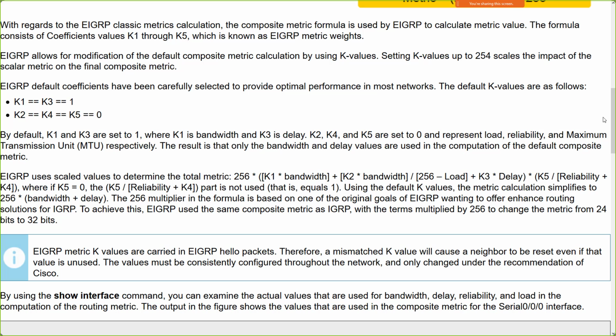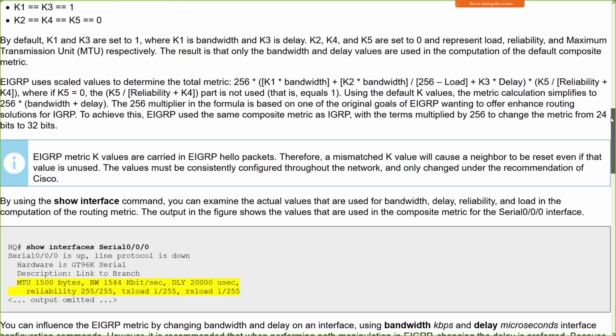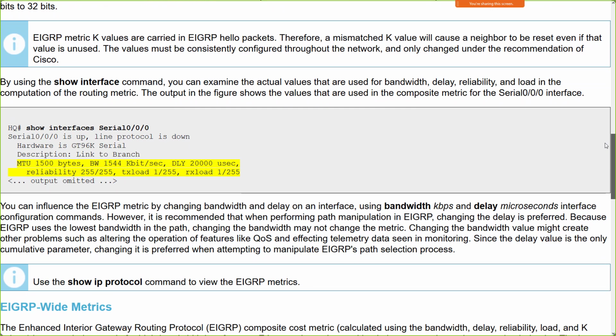If K5 equals 0, then the second part of the formula is simply not used. We don't ever multiply by 0 because then our metric would always be 0. K4 and K5 are always 0 by default, so in essence that section of the metric calculation goes away. All right, the K values are carried in the hello packet. We saw that as part of our discovery in the Wireshark capture. Mismatched K values means that we will not be able to form an adjacency.